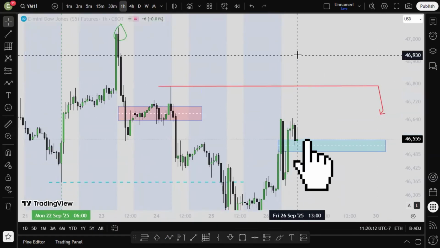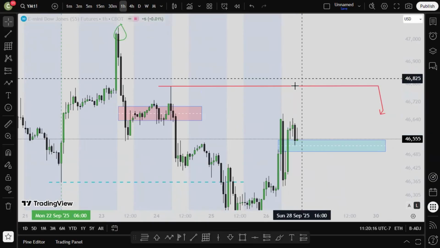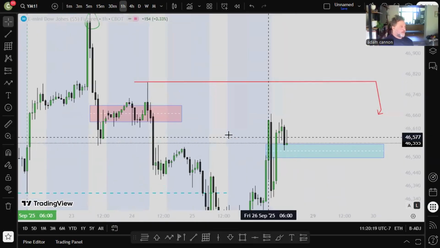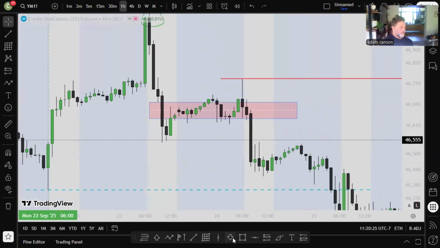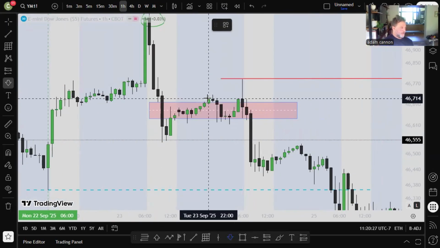Now, we need to match these things with our bias. We need to match these things with session clears of liquidity. Let's just look at this right here so we're clear about how it filled this 1 hour gap, okay? And it filled it on this candle right here.